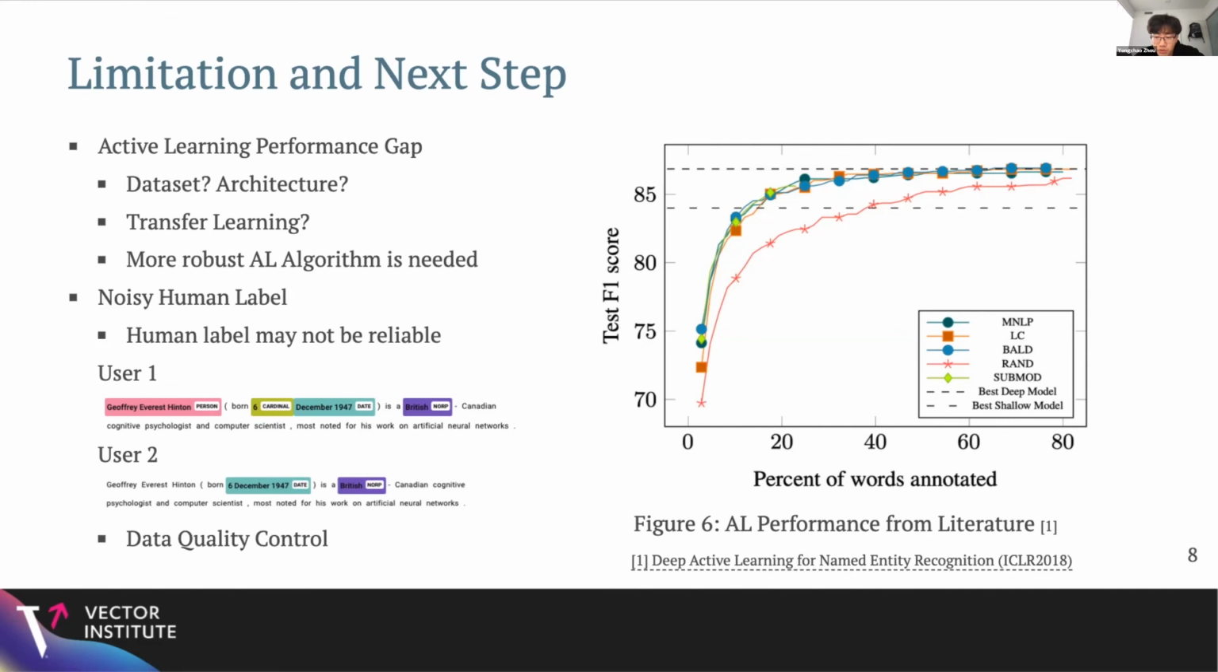The second thing I noticed is that human labels may not be reliable, and noisy labels can affect the model performance. Here I gave a toy example where two users give two different annotations to a single data point. The first user gives the wrong date label, and the second user does not recognize that Jeffrey Hinton is a person. Both of the annotations are not perfectly correct. So we really need a data quality control mechanism to resolve the disagreements. That would be an interesting feature for the next step.